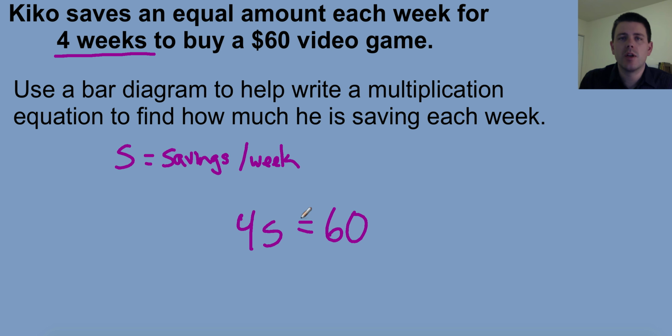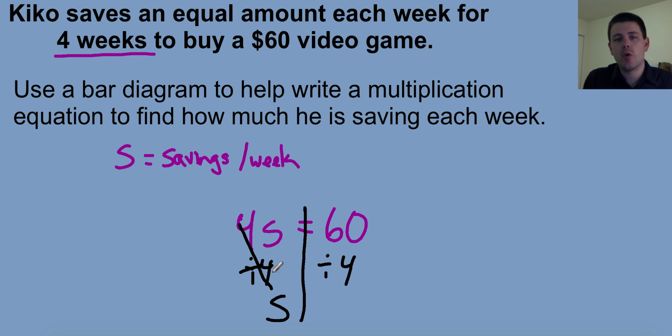So what do you think we're going to use for this one? To get rid of our multiplication, we're going to use division. Instead of 4 S's, I want to divide by 4. And again, I always do it on both sides because I want to know what it is for just 1 S, 1 week of savings. So I had 4. I divided it by 4. 4 divided by 4 gives me 1S. 60 divided by 4 gives me 15.